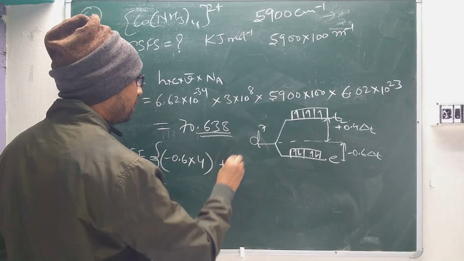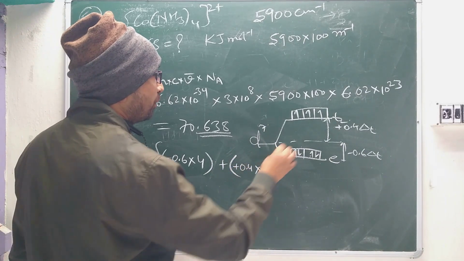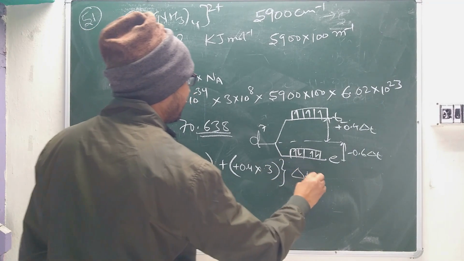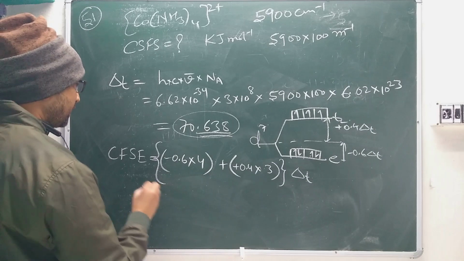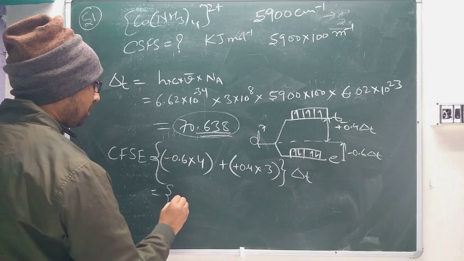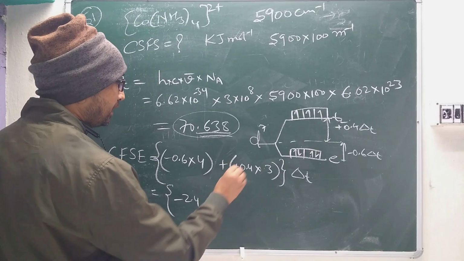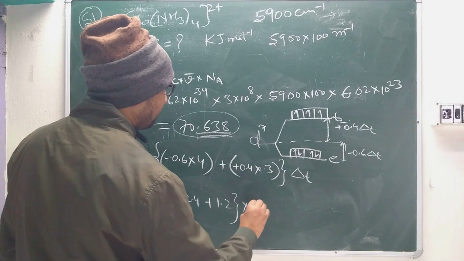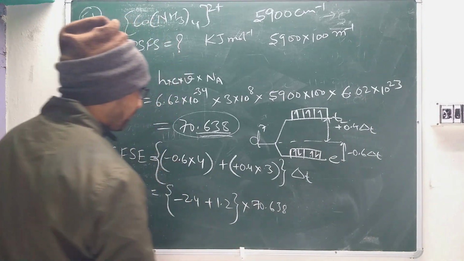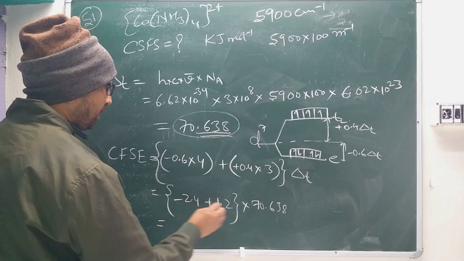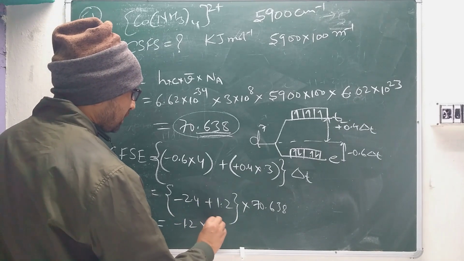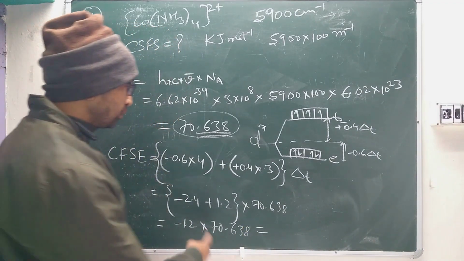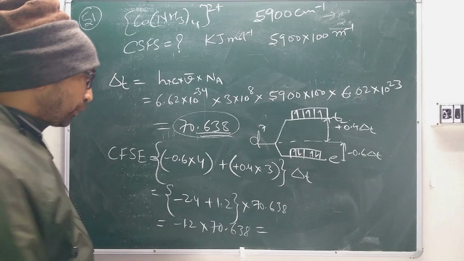So 4, and then plus 0.4 into how many electrons are there? 3. So it will be into 3, and then finally it will be delta tetrahedral, right? This value we are going to write there. And then how much is it coming? Here it will be minus 2.4, and here it will be 1.2, okay, and then multiply by 70.638, correct, and then finally it will be minus 1.2 into 70.638. How much is it coming? I have already calculated. It will come around 84.3.